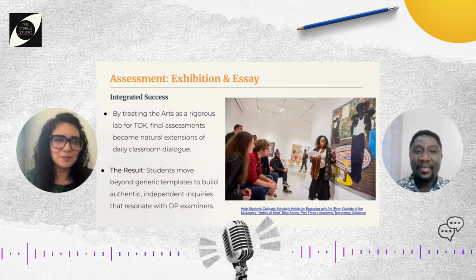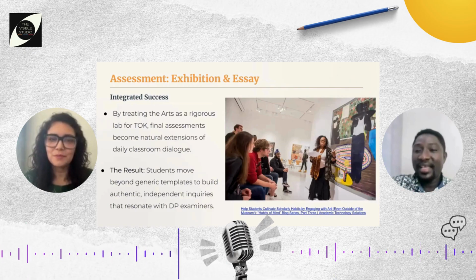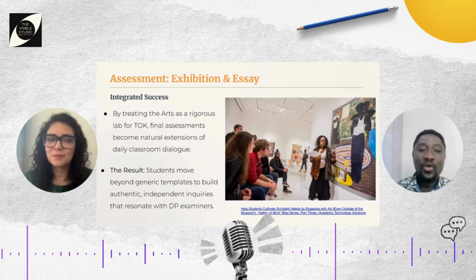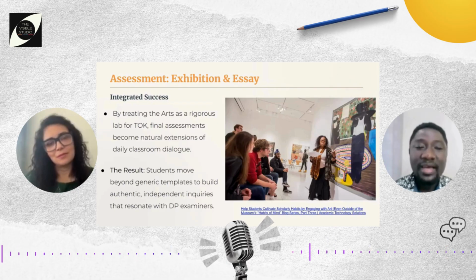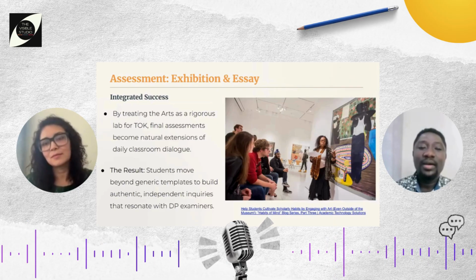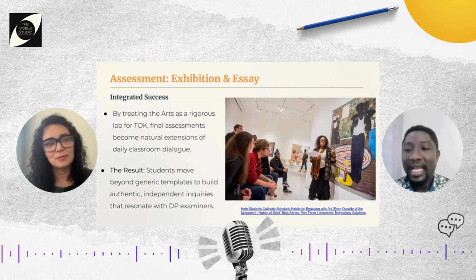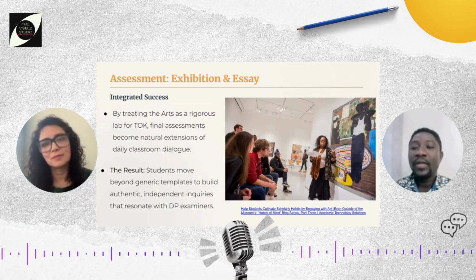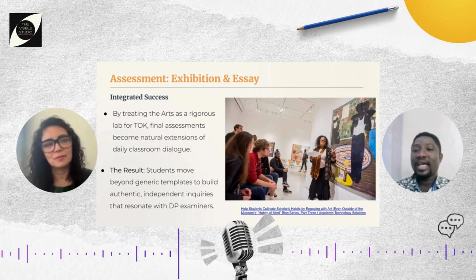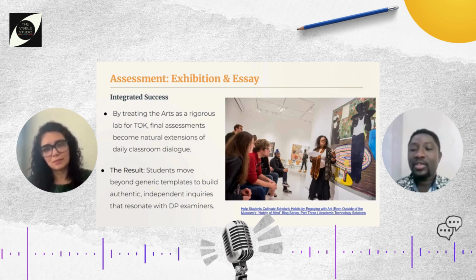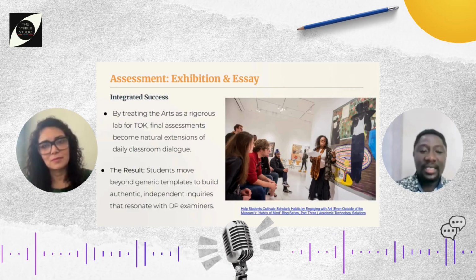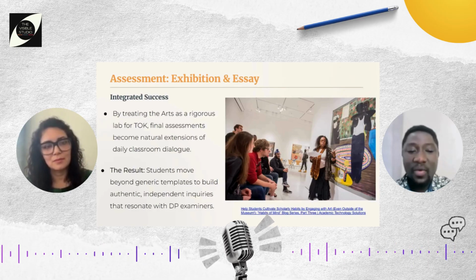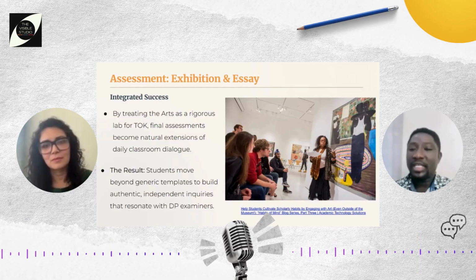So the assessment, as we said, is more like the application. By treating the arts as a rigorous lab for TOK, final assessments become natural extensions of daily classroom dialogue. So they don't struggle to find objects to discuss. In the discussion, it becomes natural because they've already been having such discussions in class. Then students move beyond generic templates to build authentic, independent inquiries that resonate with DP examiners.